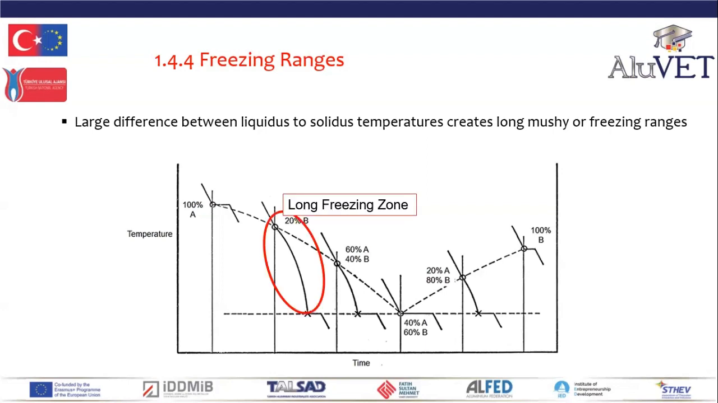And that long freezing range is important when we are welding aluminium, when we're casting aluminium, because it means that we will have a long area or a long time where the aluminium is semi-liquid, semi-solid, and mushy like ice in water.